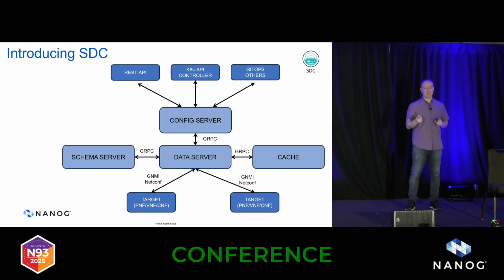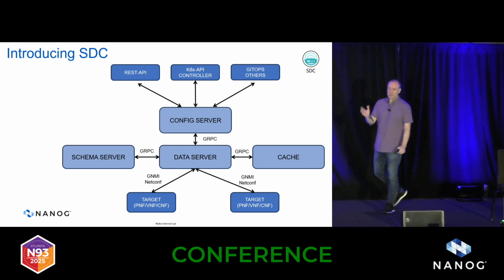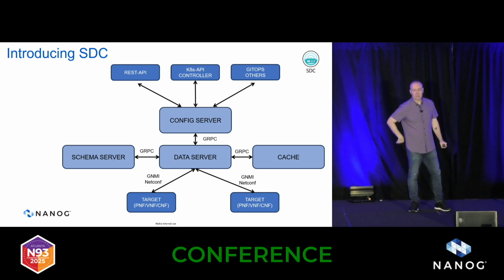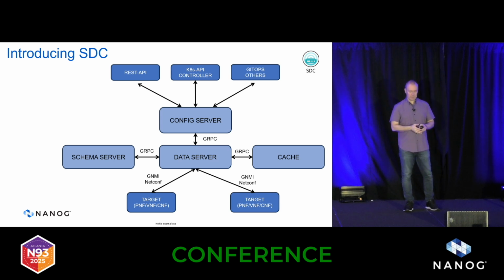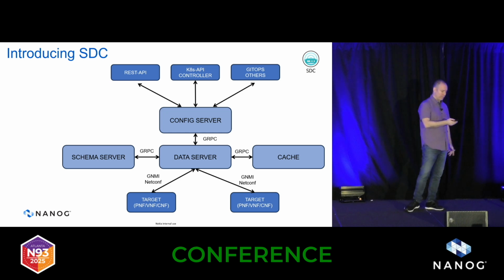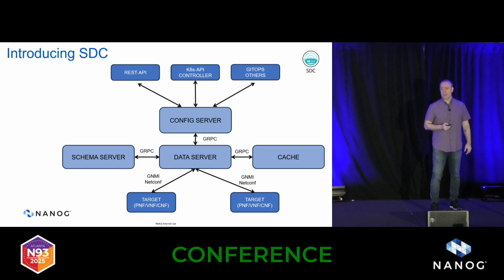And also the data server is using all the must statements and conditions that I have in YANG to validate my desired state before going to the devices. And you have the cache that is keeping the information of my running config and my desired state also in some place apart to bring better performance.